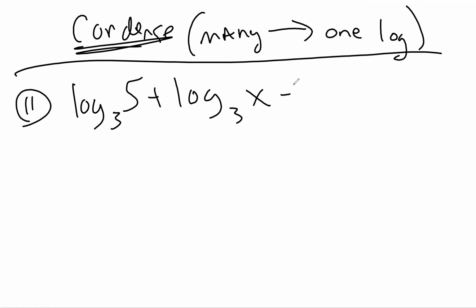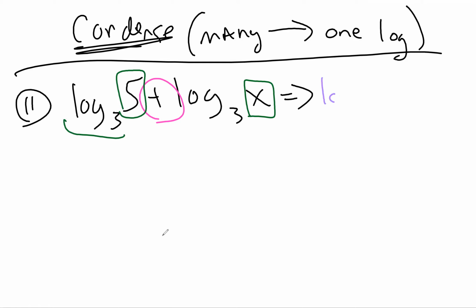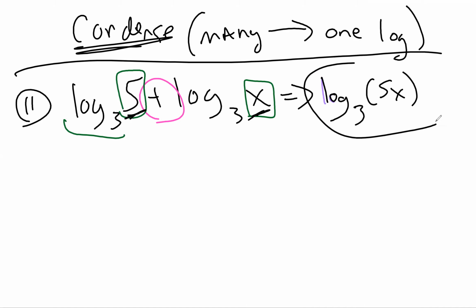And so we're going to look at this, and between the logs, we're going to say, hey, what's going on right here? Addition. And so since it's addition, I'm going to have to condense it and turn it into multiplication. And the things that are going to be multiplied are this number and this number, so to speak. And this word log base is going to stay the same. And so this is going to become log, the base is still 3, and I'm taking this number and this number and saying 5 times x. And that's it.